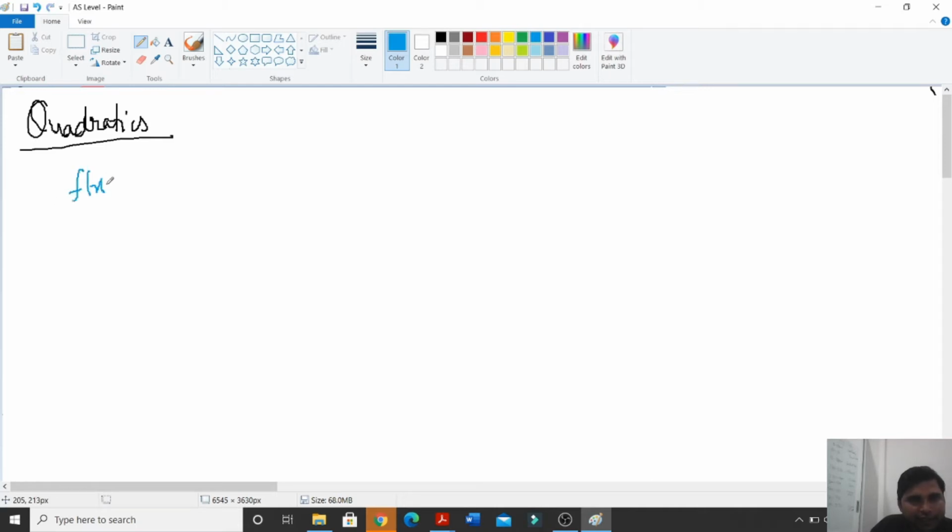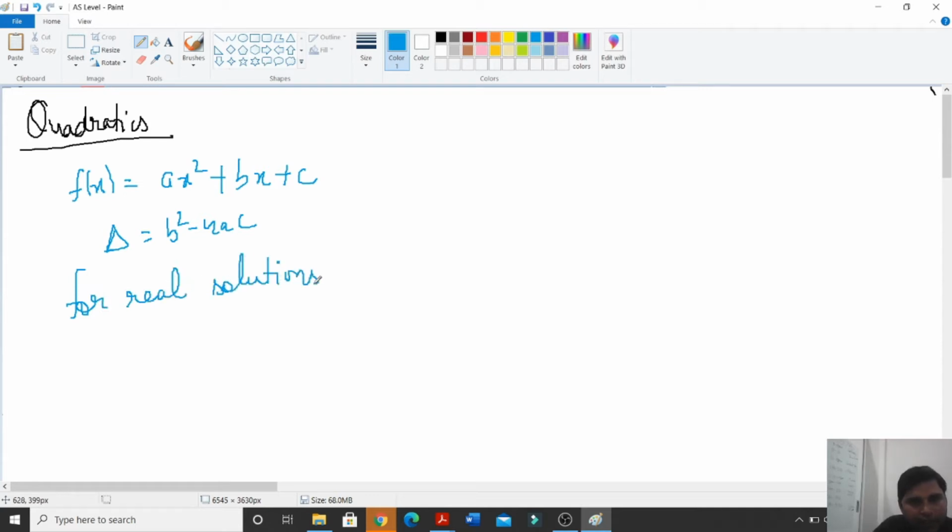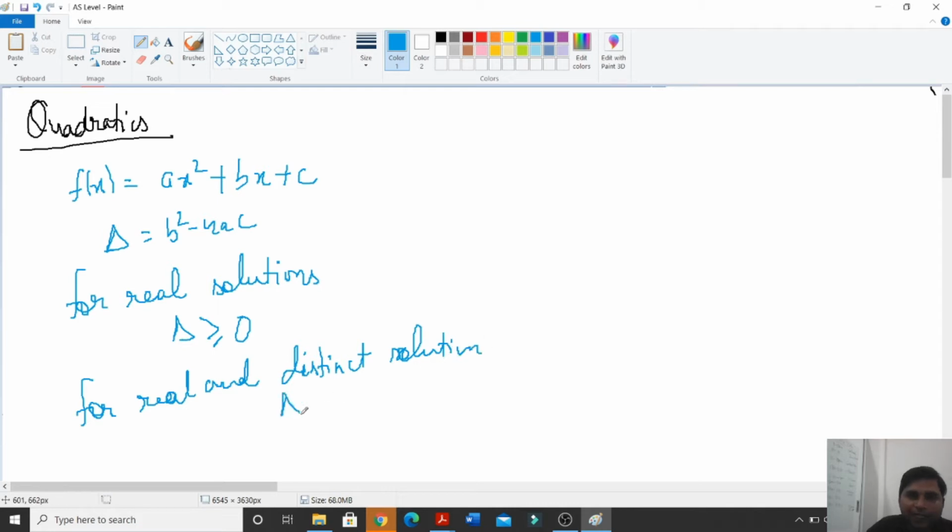So if a function f(x) is given, which is in the form of ax square plus bx plus c, the discriminant delta is b square minus 4ac. For real solutions or real roots, discriminant should be greater than or equal to 0. For real and distinct solutions, the discriminant should be greater than 0. It means two different solutions, then discriminant is greater than 0.